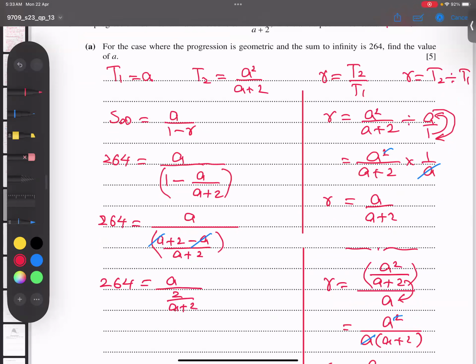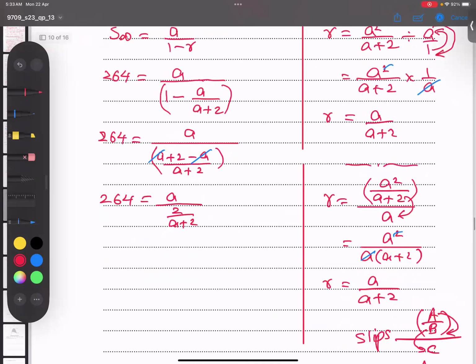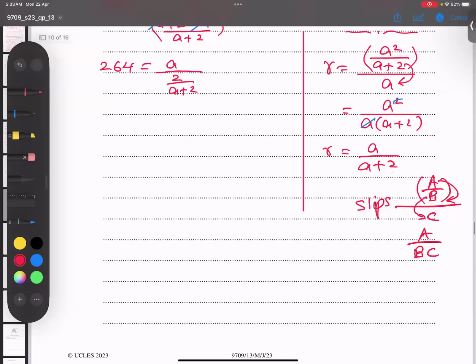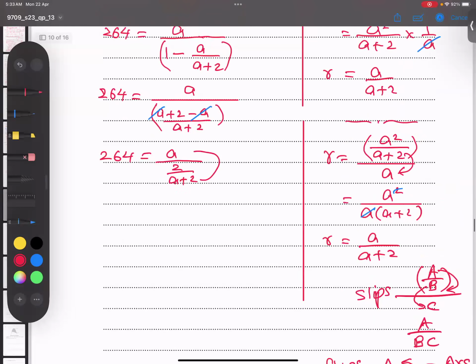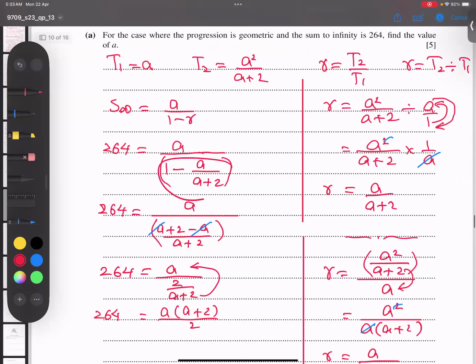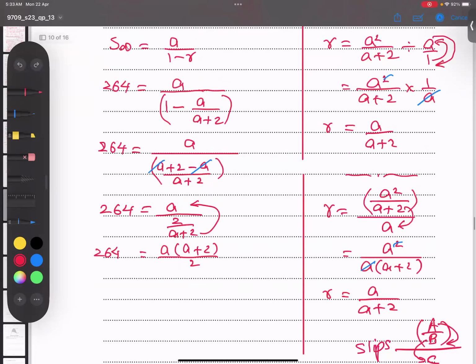Now, as I said before, this flips. If I have a fraction in the denominator, so A by B by C, this will flip. So C will go up only. So A into C, and B will not change its place. So this will go up. So it means A times A plus 2 by 2 is equal to 264. If you're getting issues, we can bring it directly and multiply here even. So that is also okay.